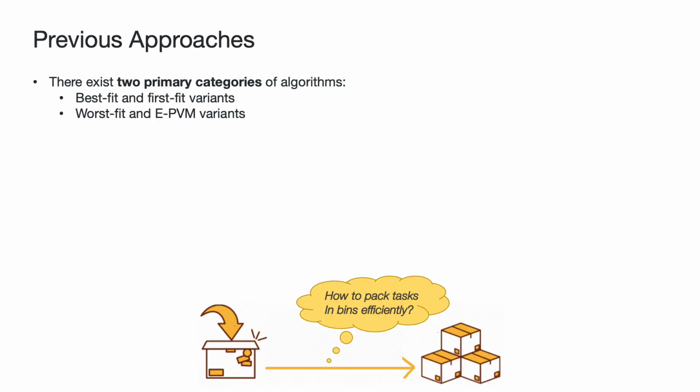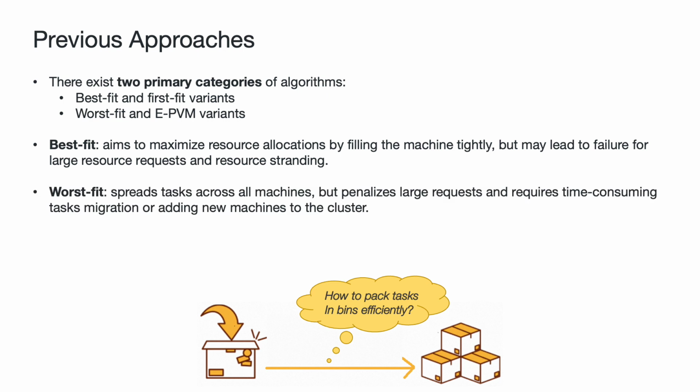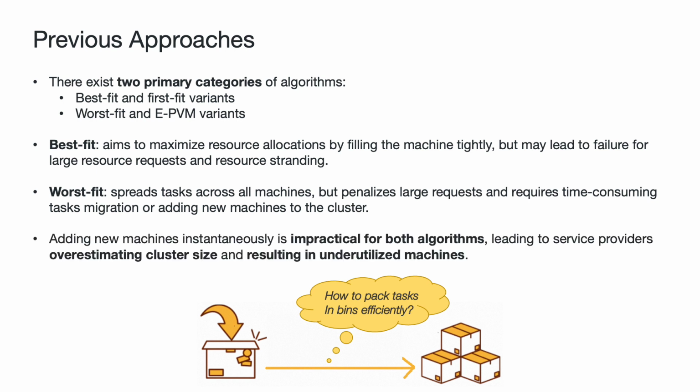Previous approaches primarily utilize two types of algorithm, best fit and worst fit. Best fit aims to fill a machine tightly, but may lead to failure for large requests and resource straining. Worst fit spreads tasks across all machines, but may require time-consuming migrations or adding new machines. Unfortunately, adding new machines instantaneously is not feasible for both scenarios, causing service providers to often overestimate resource requirements, which results in underutilized machines.